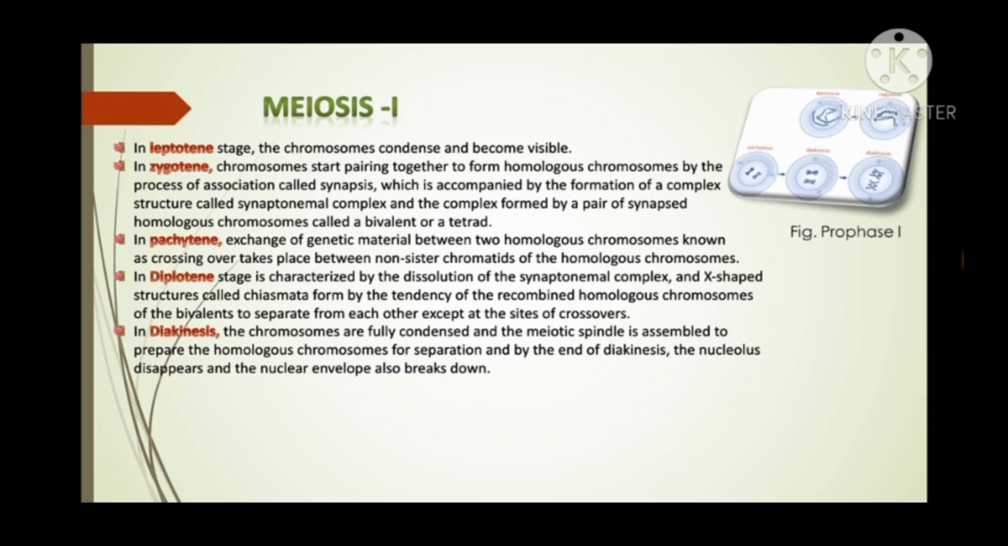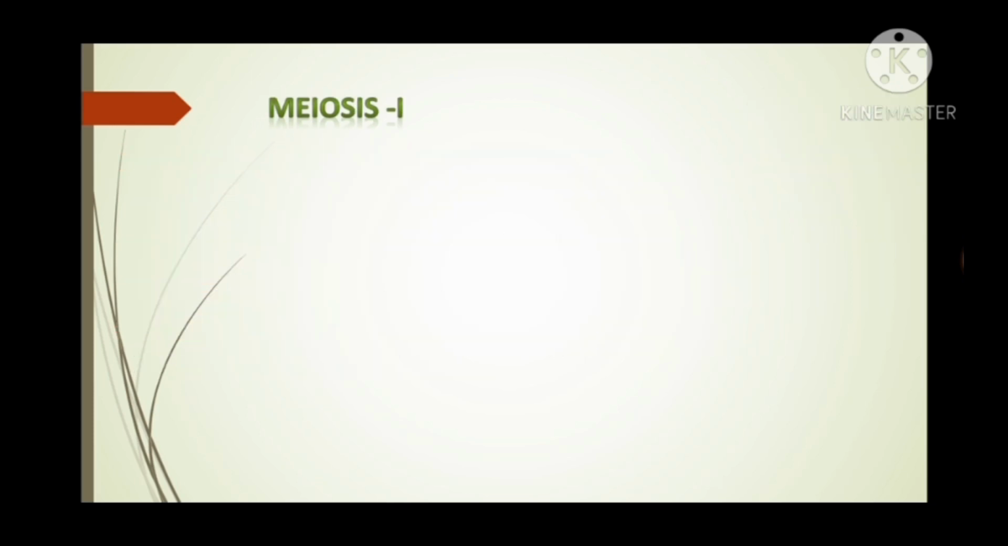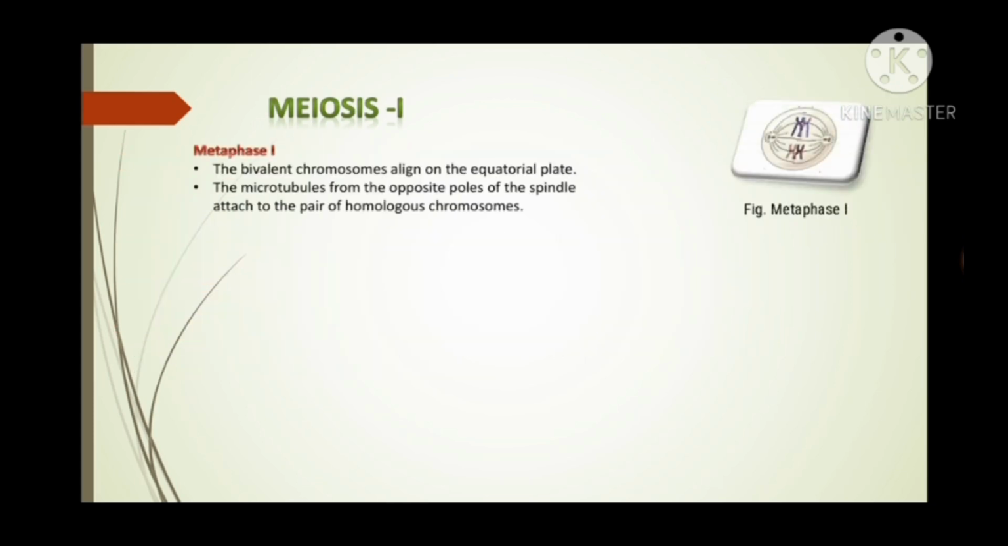Right? Now the next step of meiosis 1 is metaphase 1. The bivalent chromosomes align on the equatorial plate, and the microtubules from the opposite poles of the spindle attach to the pair of homologous chromosomes. So basically, they are located at the equatorial plate.